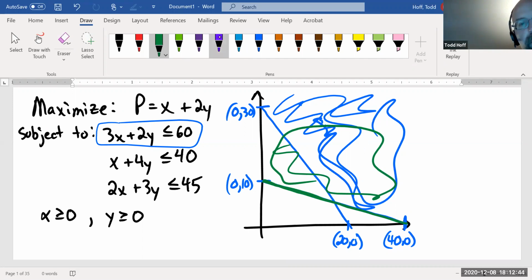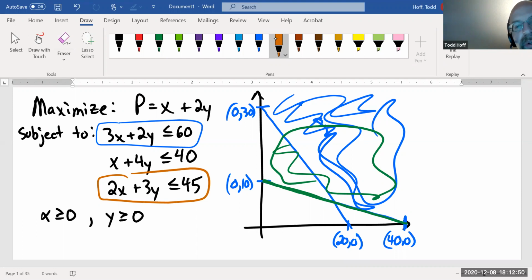Let's do a different color for the next line. The 2x plus 3y, well, 45 divided by 2 is 22.5, so that's right here. This is 22.5, 0. 45 divided by 3 is 15, so that'd be right here. This is 0, 15. And this line actually cuts across the corner here. I didn't draw it real straight, but it cuts across the corner of that graph.